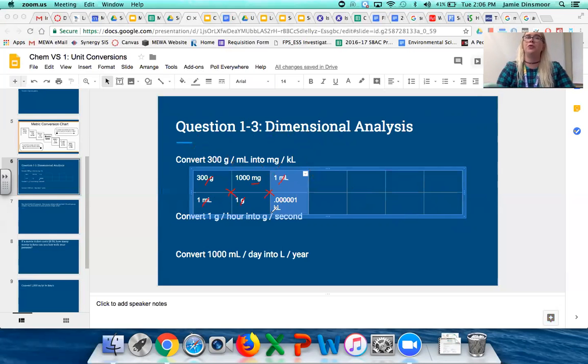So I need to multiply all my numbers together. Why don't we all try that? You're welcome to use a phone calculator or a computer calculator. We're going to be doing 300 times 1,000 divided by 0.000001.